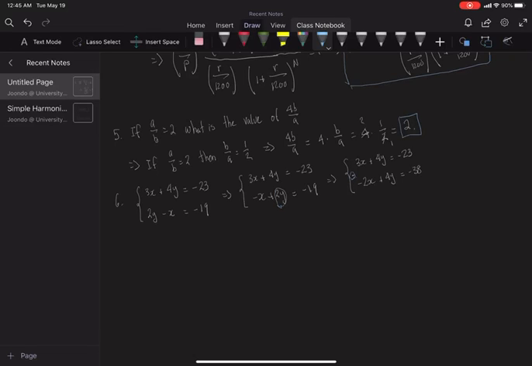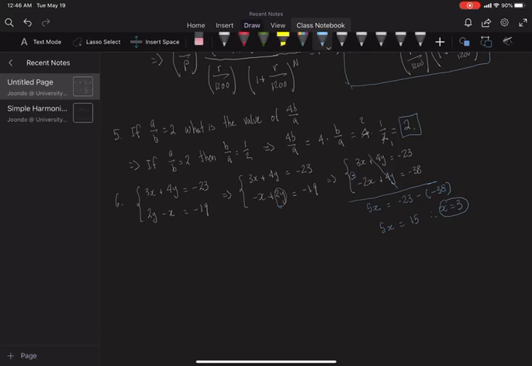4y and 4y is going to go away, right? And 3x minus 2x is 5x, right? And this is equal to negative 23 minus 38, right? So this is going to be what? 5x is equal to what? Negative 23 plus 38, that's 15, and therefore x is equal to 3. That's our first answer, right?